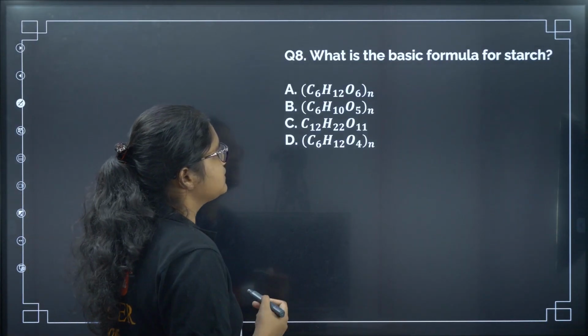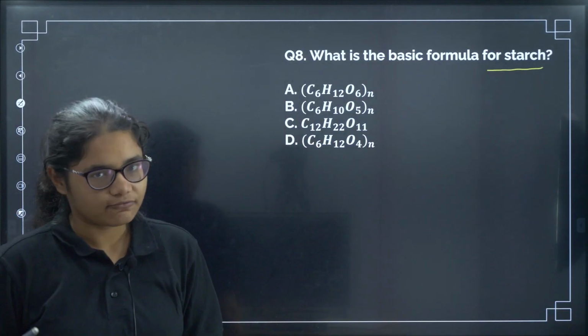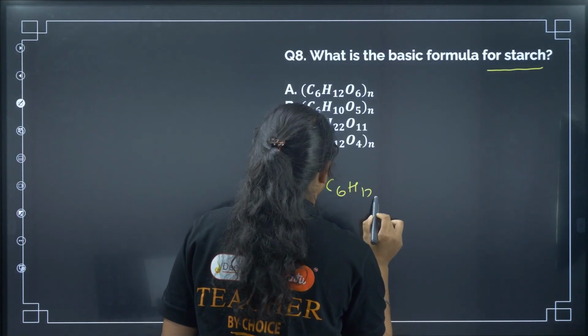Now coming to the next question, what is the basic formula of starch? We know starch is a polymer of glucose units. So glucose is C6H12O6, right?